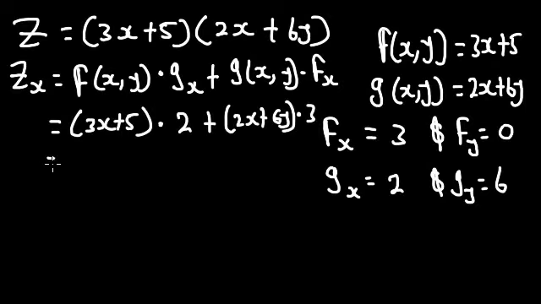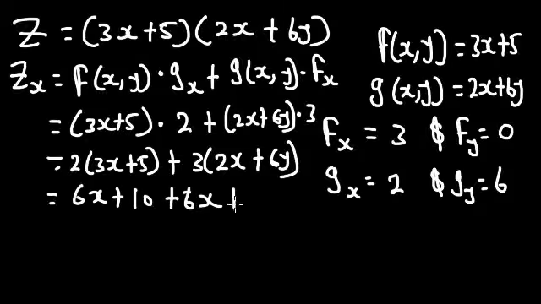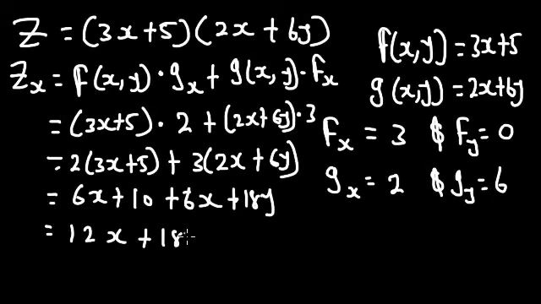Then simplifying, we have 2 multiplied by 3x plus 5 plus 3 multiplied by 2x plus 6y. Should we expand? Let's expand. 2 times 3x is 6x plus 10 plus 6x plus 18y. Adding this up, we have 12x plus 18y plus 10. And this is z sub x.